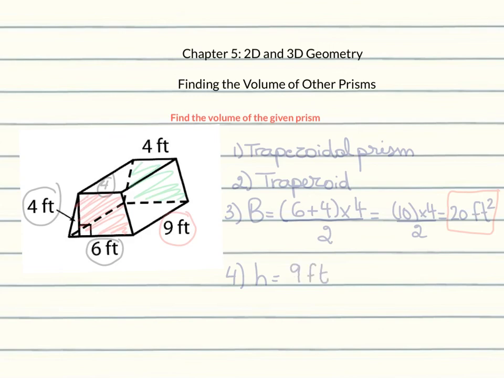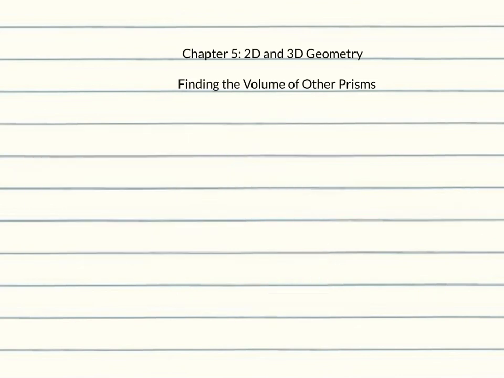This takes us to step number 5, which is finding the volume of the three-dimensional figure. Capital V is equal to capital B multiplied by H, and 20 multiplied by 9 gives a value of 180 feet to the power of 3. Now we will be moving to other types of prisms that have a base of a polygon.